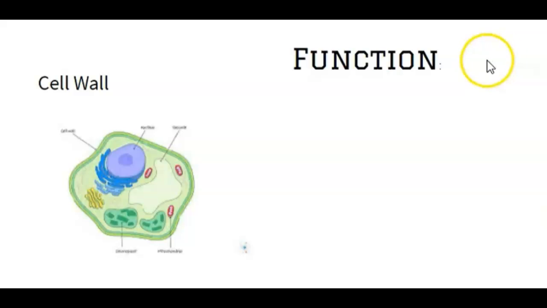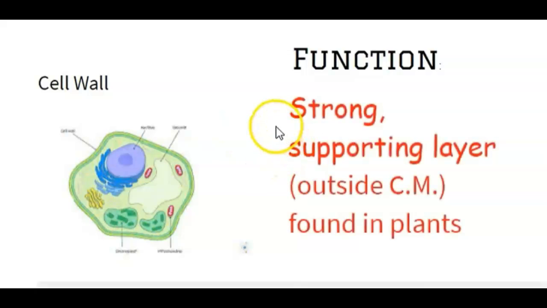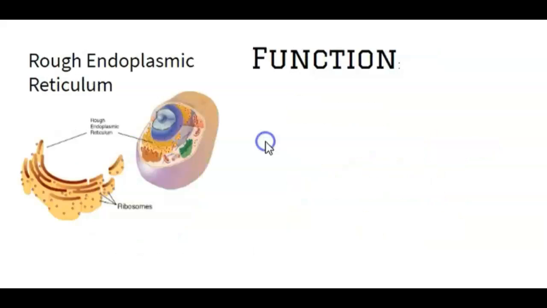The cell wall. Now the cell wall is going to be found only in plants. Put a star by this one. That's really important. It's only in plants. Oh, actually go back and star the chloroplast too, because that's plant only. So the cell wall goes all the way around the cell, kind of like the cell membrane, but the cell wall is a strong supporting layer. It's outside the cell membrane, and it's found in plants.